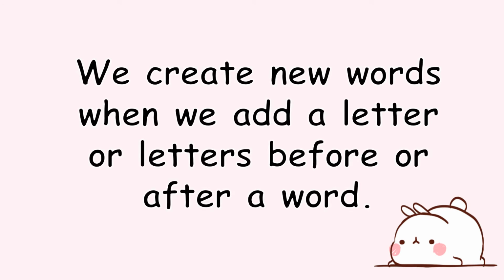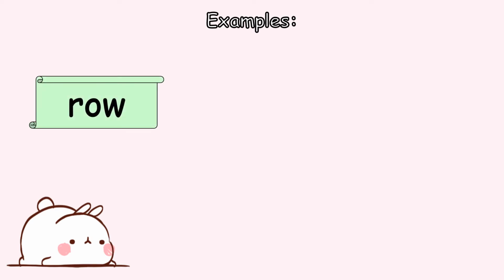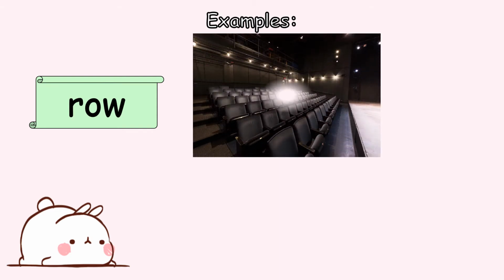We create new words when we add a letter or letters before or after a word. Examples: row. Row means a number of people or things in a more or less straight line. Row.